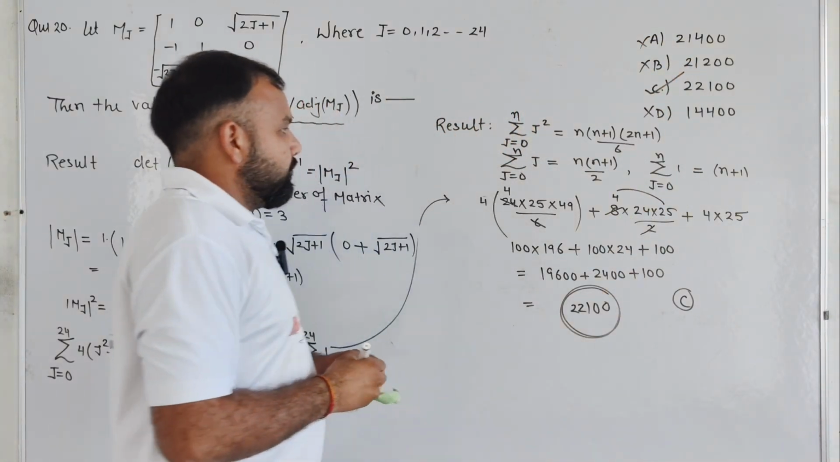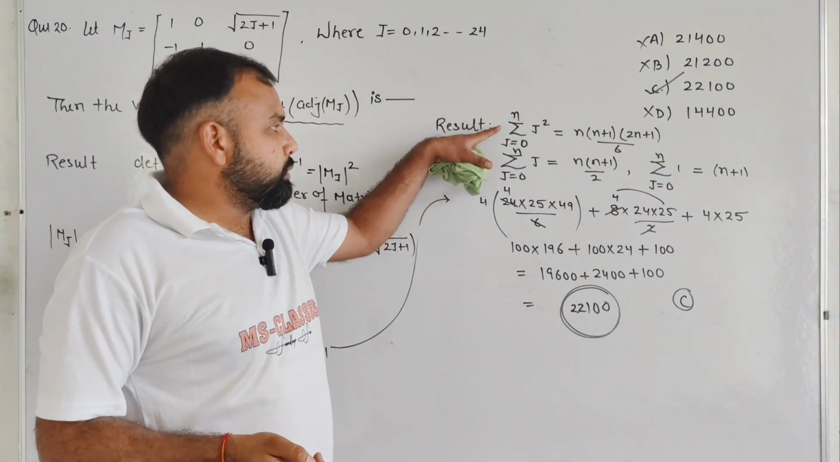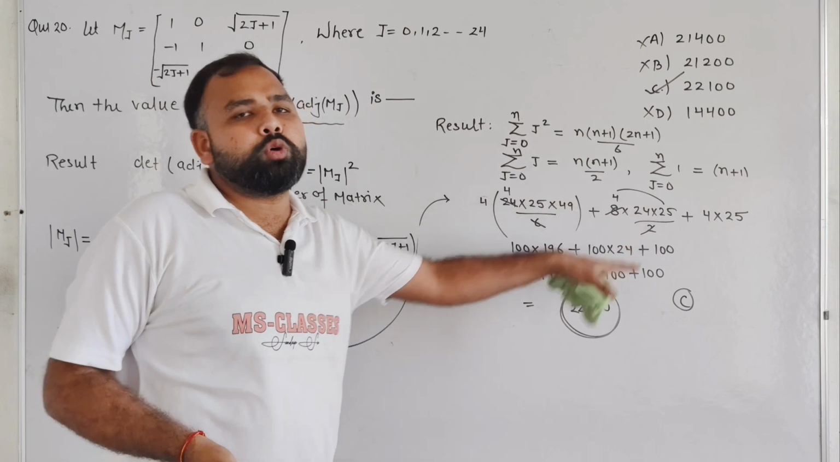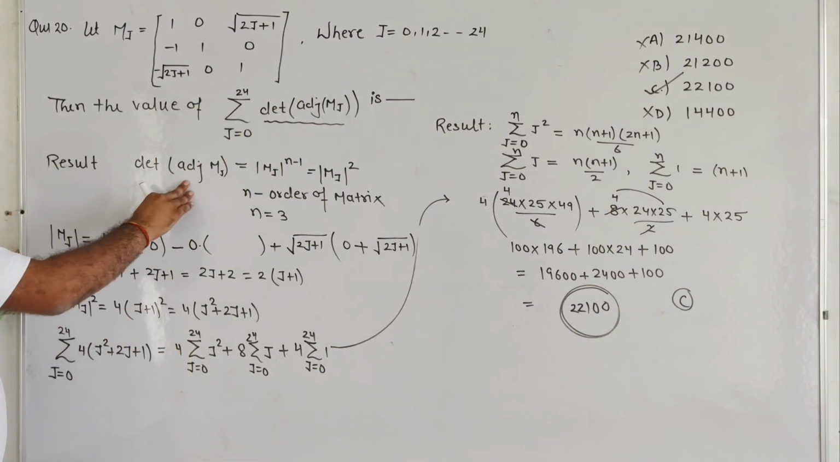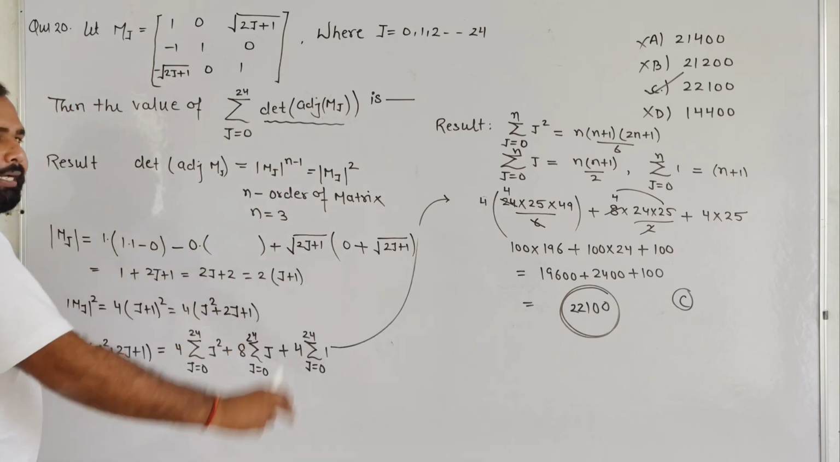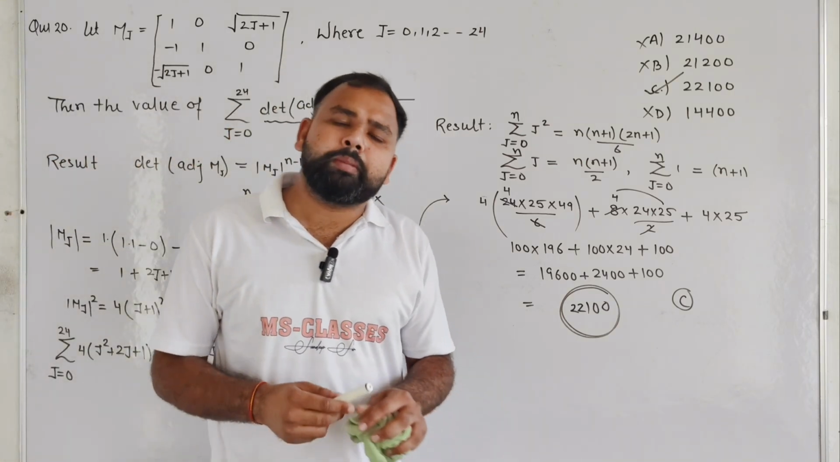Student, remember these results, summation j square, summation j and summation constant. In the same way, you need to remember this result, determinant of adjoint of mj. It is basically determinant mj to the power n minus 1.